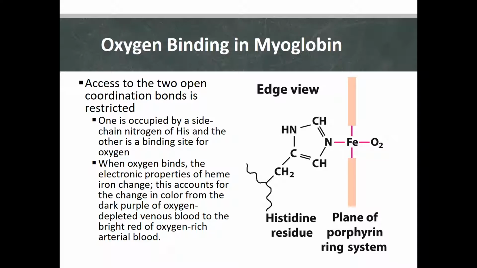And this is actually going to account for the change in color from that dark purple for oxygen depleted blood to the bright red of oxygen rich arterial blood. So this is something that is incredibly important. You have seen this. You can see this right now if you look at your arm. So you will note that the electronic properties of that heme group are centered on the iron and the coordination geometry of the iron. And this is going to change the behavior and the structure of that heme group.